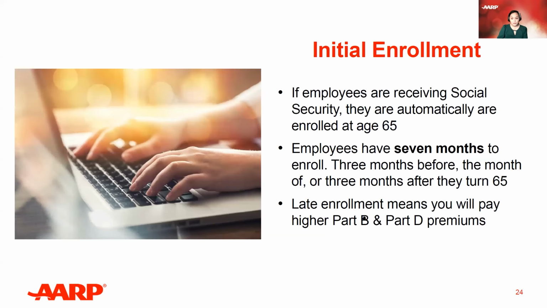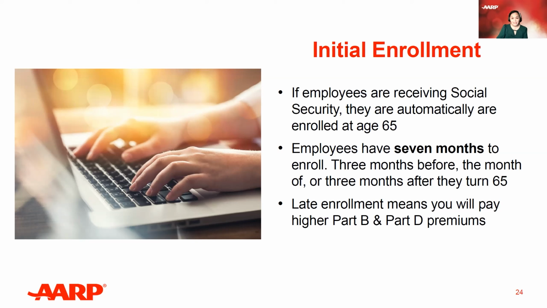Let's go to initial enrollment. If employees are receiving Social Security already before the age of 65, they are automatically enrolled at age 65. Employees have 7 months to enroll: 3 months before the month they turn 65, the month they turn 65, and the 3 months after they turn 65. And there is late enrollment, which means you will pay higher Part B and Part D premiums if you don't enroll during that initial enrollment period and you needed to have done so.